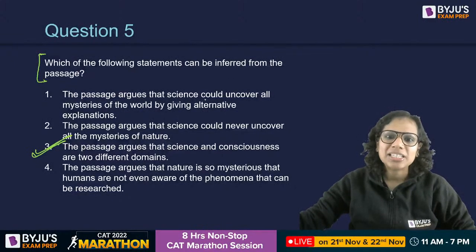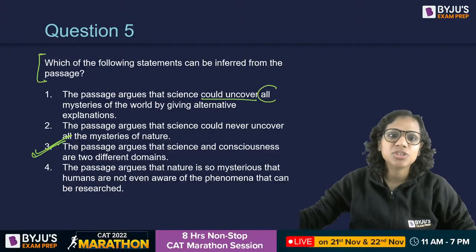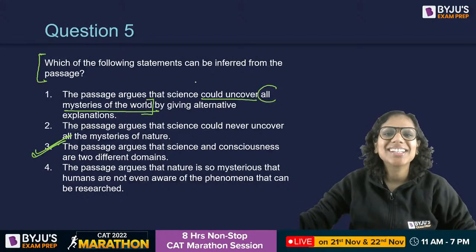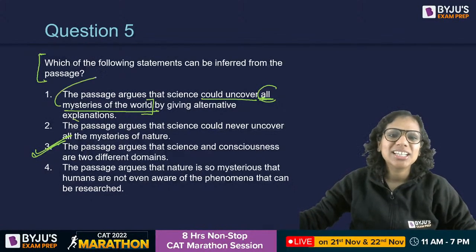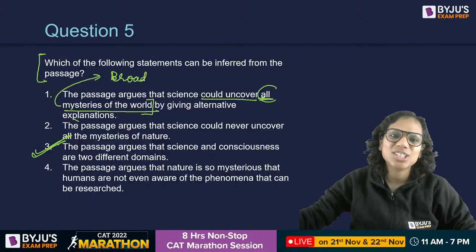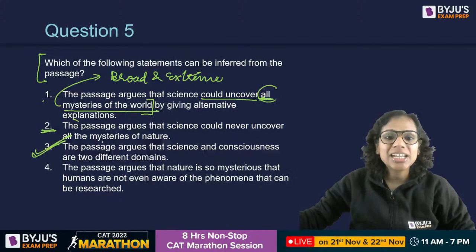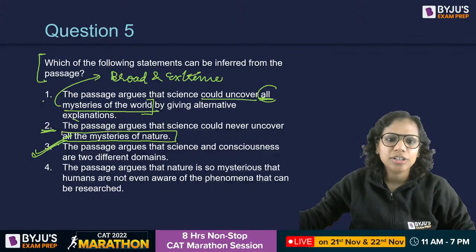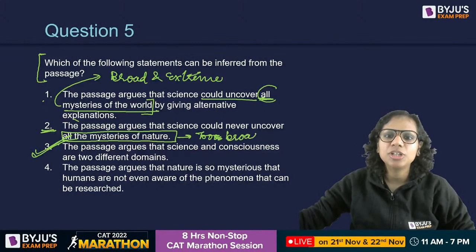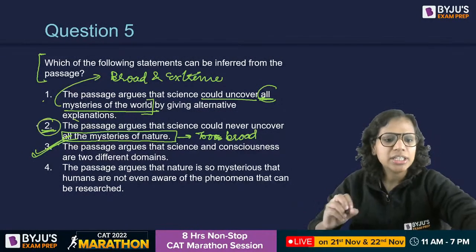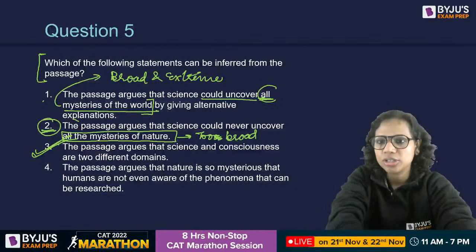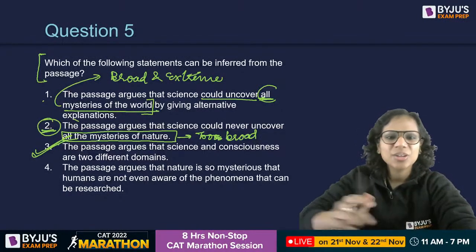So the passage argues that science could uncover all the mysteries of the world. First of all, the passage is not really very positive about science uncovering the why of consciousness. Secondly, when I say all mysteries of the world, that is too broad and extreme at the same time. So eliminated. Second is simply too broad. We are not talking about all the mysteries of nature here, right? So anybody who thought of second should have rejected it because of it being too broad as an answer, right?